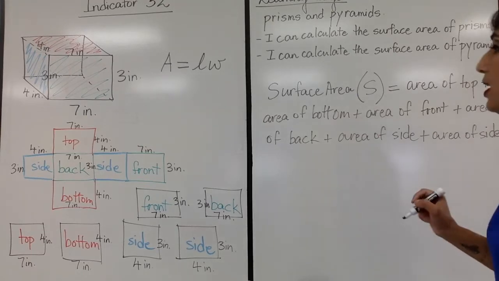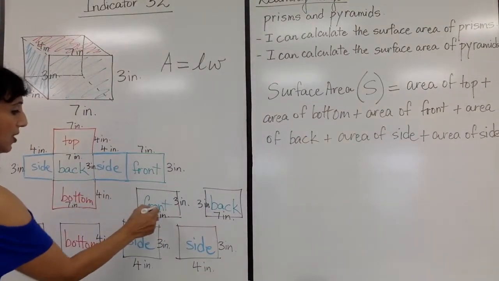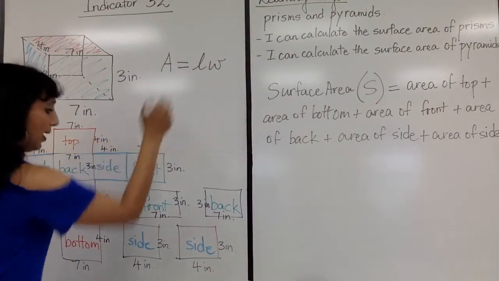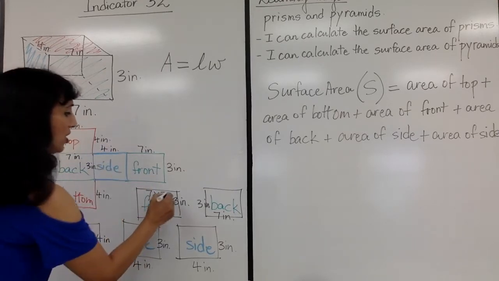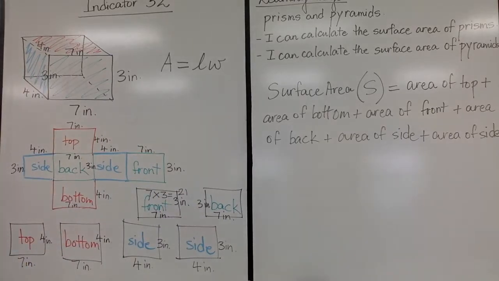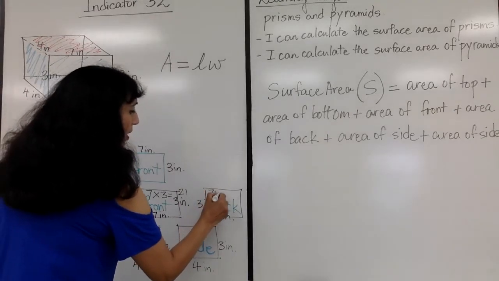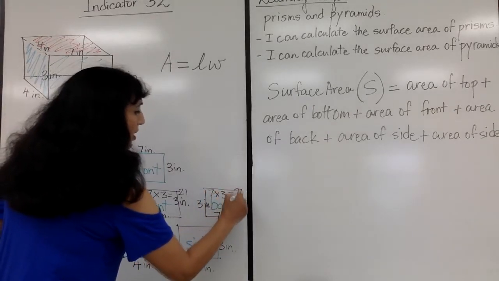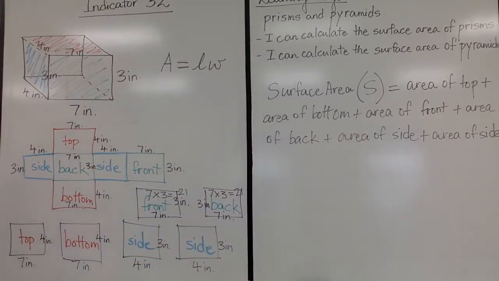Okay, so let's find the area of the front. Okay, so front, this is going to be, again, see, length times width. So 7 times 3, which is going to be 21 inches squared. Okay, back is the same thing. 7 times 3, which is 21, again, inches squared. And I will write that unit at the end. Make sure that you write the unit. Right now, we're just doing the calculation, okay?